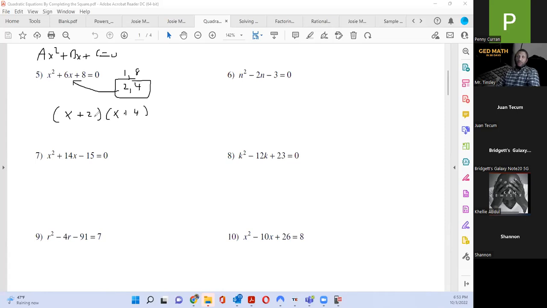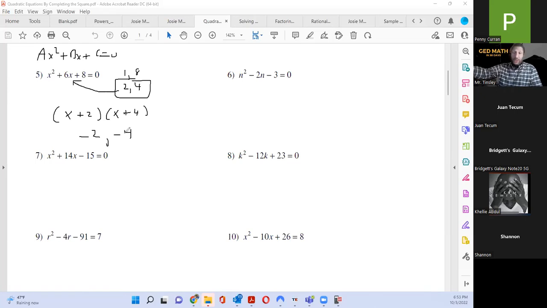Then we're going to find the zeros. The opposite of +2 is -2. Opposite of +4 is -4. That's how fast you should be able to see to be able to factor a quadratic equation when the coefficient is 1 for your GED. Not in college courses. Sometimes they do a little something differently.